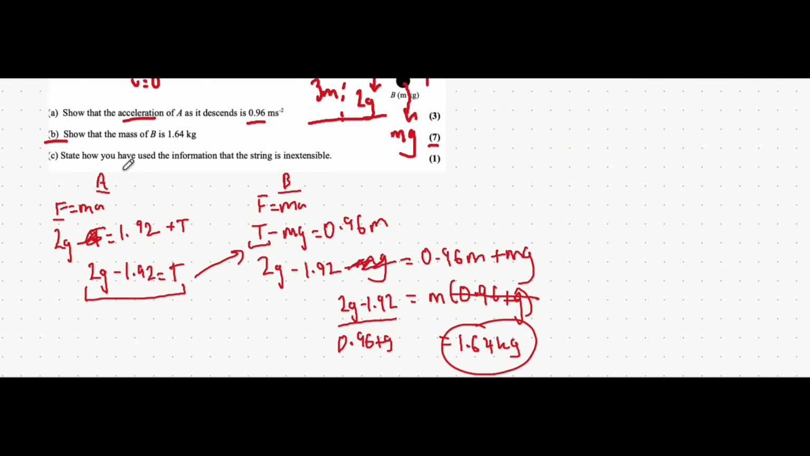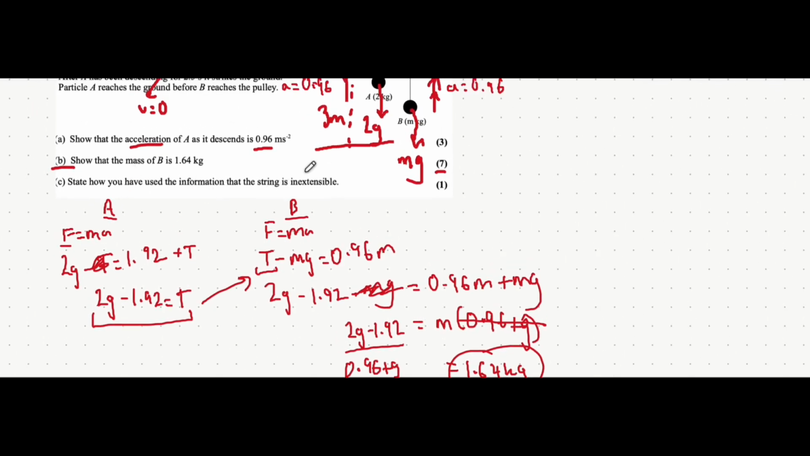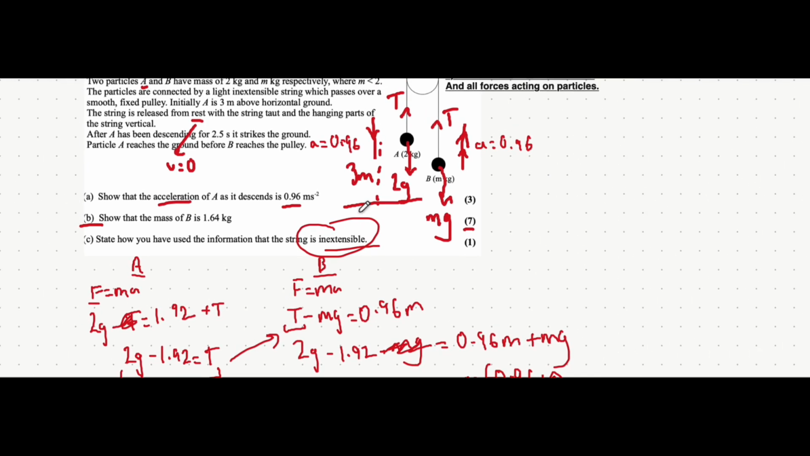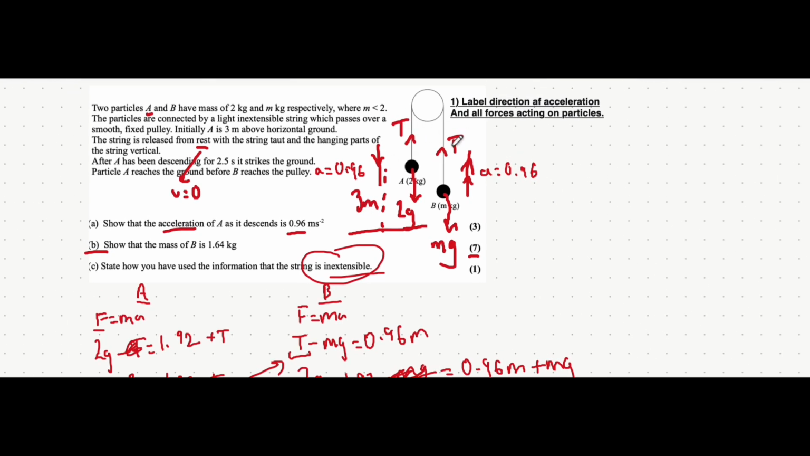Moving on to part C, state how you've used this information to model that the string is inextensible. Well, what this means is if the string did extend, then that would affect the tension that's experienced on both sides of the string. Like this one might be larger than this one. But the fact that we assume that the tension is the same throughout the whole experiment is how we've assumed that the string is inextensible. So we've used the same tension for particle A and B. That's enough to get you the mark. So let's write used for A and B.